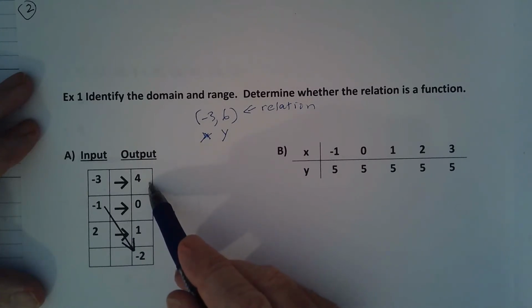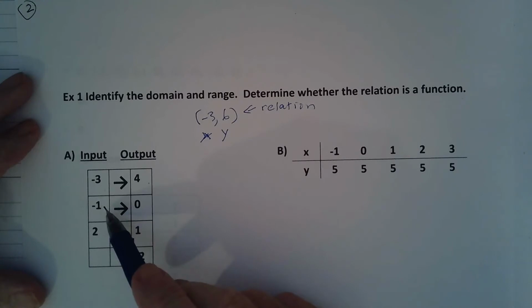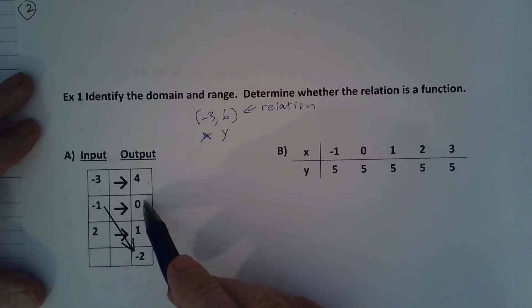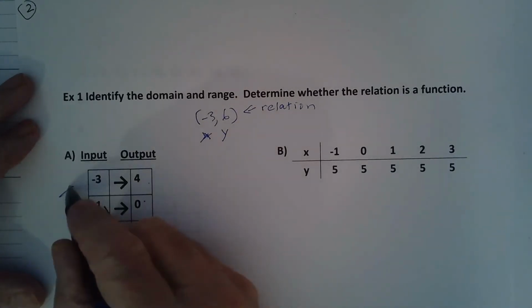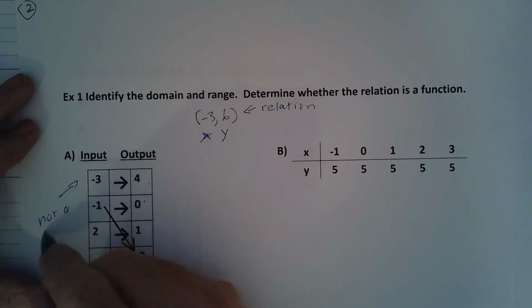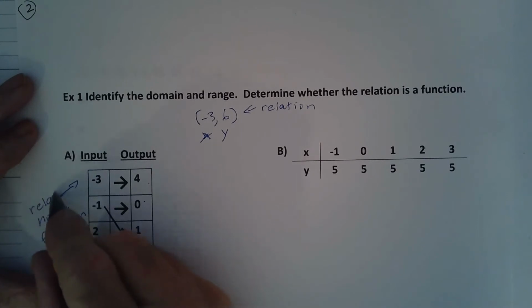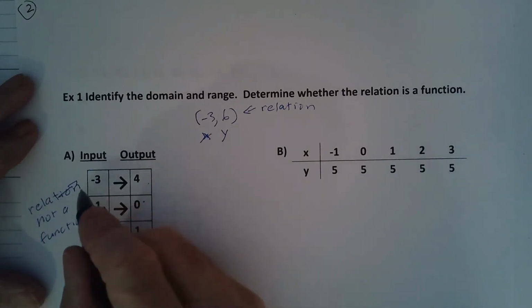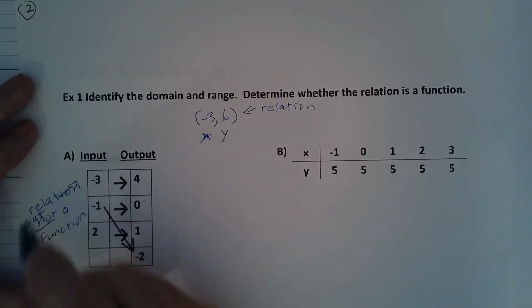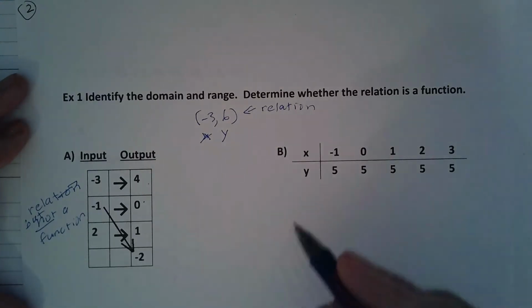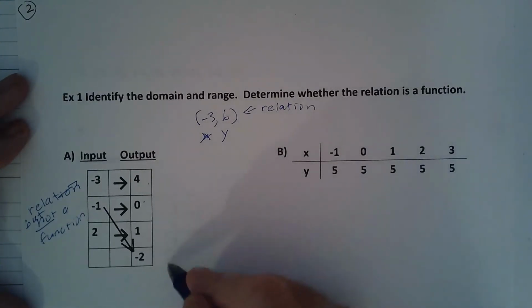-3's output and only output is 4, so that passes the test of a function, excepting when you get to -1. -1 has two outputs. One is 0 and one is -2. So because of this, this is not a function. It's a relation, because any set of pairs is a relation. So relation, but not a function. All right?